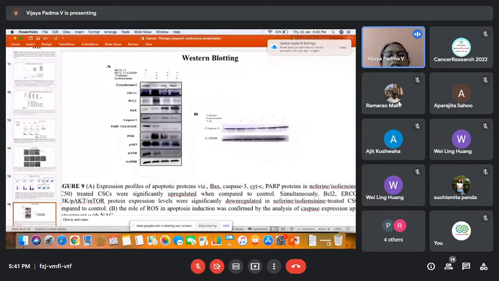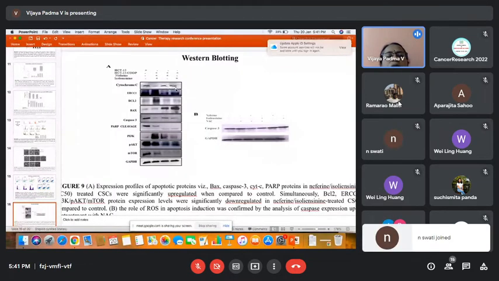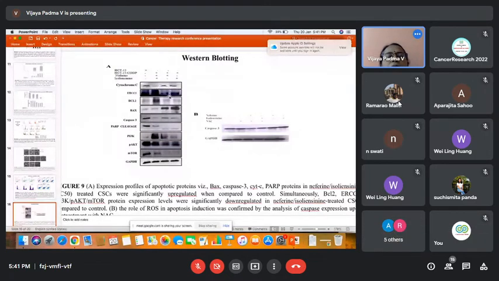Then this is the resistant cells treatment with isoliensinine. This is resistant with neferine. Okay, so here you can see that there is an increase in the apoptosis. So these are the resistant cells.